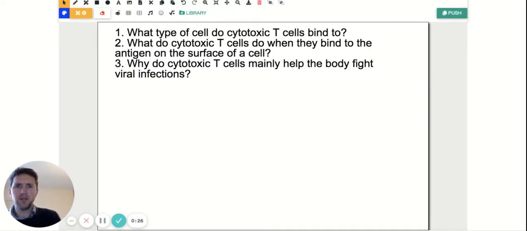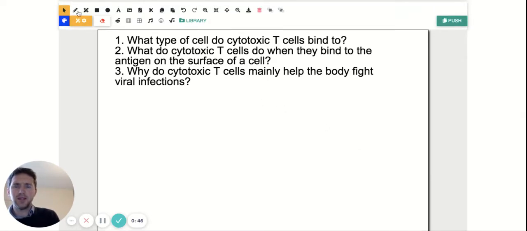So as we talked about in the last video, helper T cells binding to the antigen on antigen-presenting cells produces clones of helper T cells. One of the things they do is they activate cytotoxic T cells. So what type of cell do cytotoxic T cells bind to? So again, remember there are cytotoxic T cells in the blood. There'll be about 10 million. They'll all have different receptors. And they are there from birth, ready to bind to an antigen if it ever gets into the body.